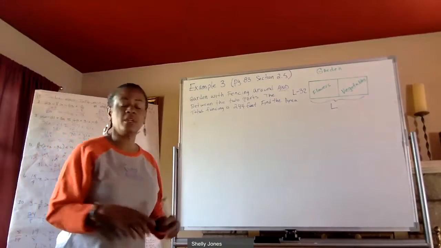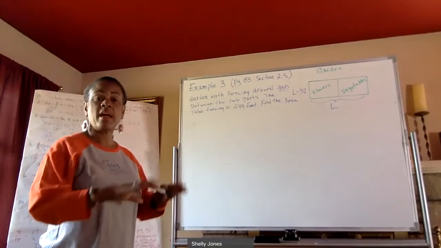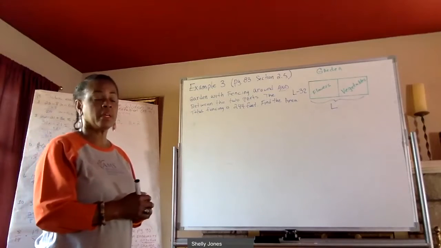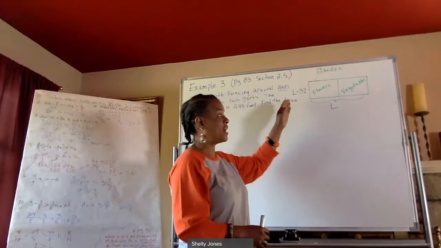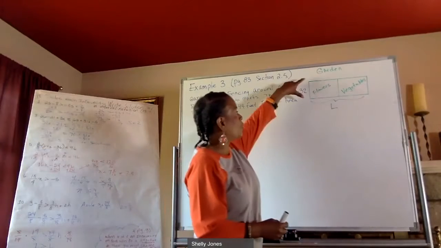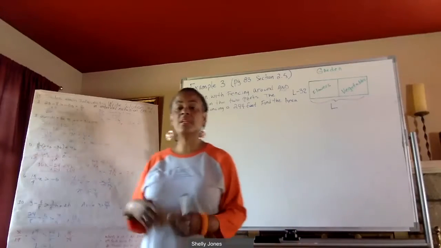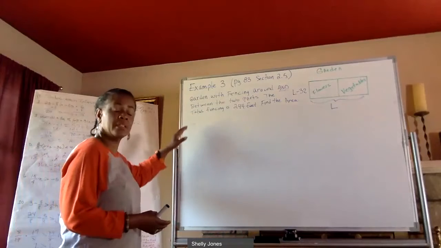Now, this one actually gives you a visual. I have a garden, and I have it separated into 2 parts. I have flowers, and I have vegetables. I don't know the length of the garden. That's one of the things I need to find out. But the length of the garden, I'm going to say is L, and then the width is L minus 32. So once I find the length, then I can find the width. And the reason I need to find the length and the width is because it asks for the area.